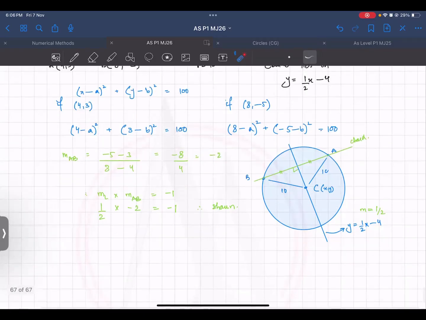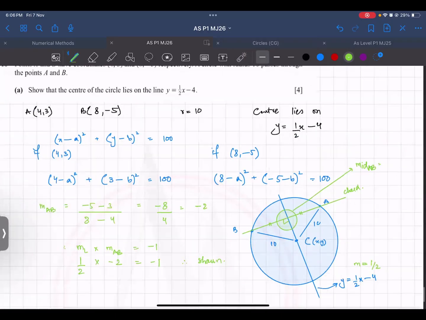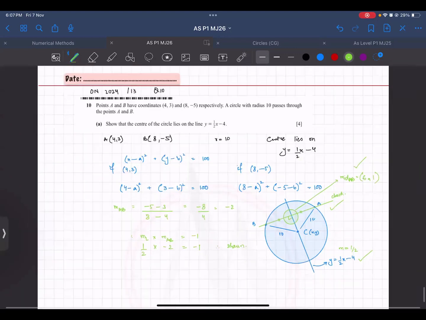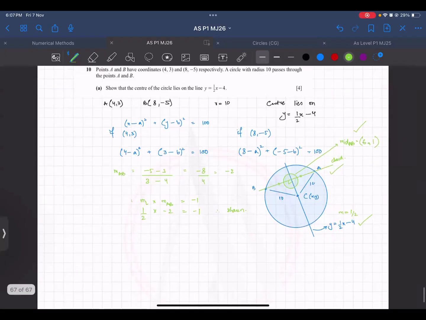Okay, this is the midpoint of AB, which we can find easily. Add the x values and divide by 2: 8 plus 4 is 12, 12 upon 2 is 6. And -5 plus 3 is -2, -2 upon 2 is -1. If we simultaneously solve the equation of this line and the equation of AB, and they intersect at the same midpoint, this tells me that it is perpendicularly bisecting it. Then I can confirm that it is the line passing through the center as well.